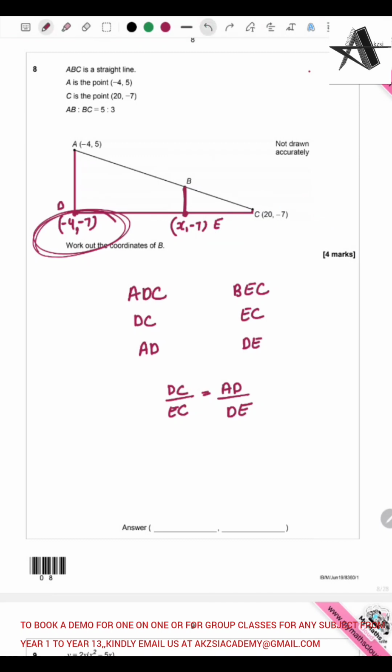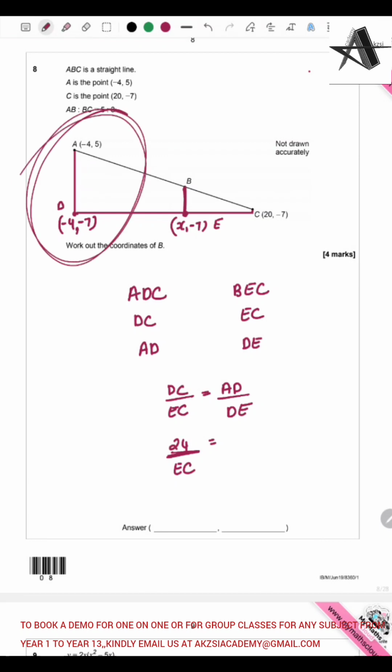From 20 to negative 4 you have moved 24 units, because to move from 20 to 0 we have already traveled 20, and from 0 to negative 4, 4 more steps. So that means 24. So DC is 24 over EC, we don't know, is equal to AD. AD is what? That is from negative 7 to 5 you are moving. So it's from negative 7 to 0, it's 7 units, and from 0 to 5, 5 units more. That means 12. So I can say it's 12.